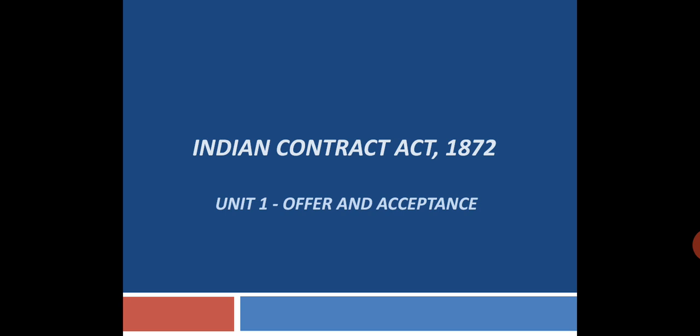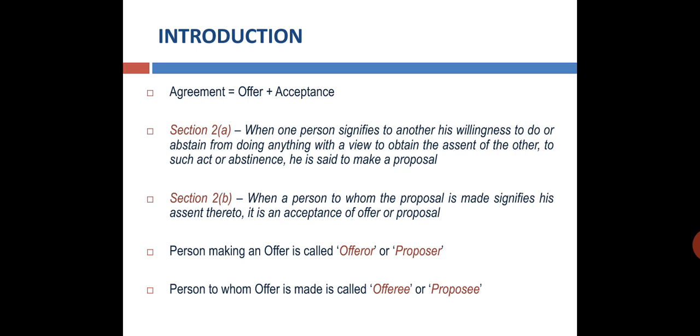Now this forms the first topic in your first unit as per your curriculum. In simple words, an agreement is said to be a valid agreement only if it consists of a valid offer and a valid acceptance. That means agreement is equal to offer plus acceptance.